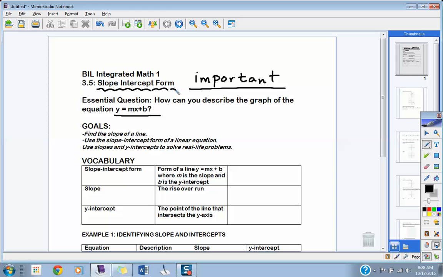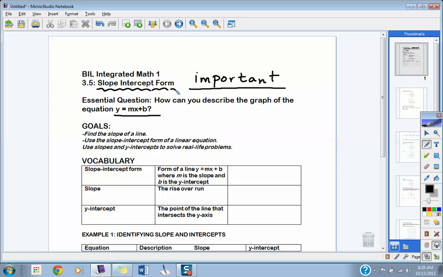And you've really already done that. You guys remember when we were looking at changes like in a table? If on the left column it went up by 2 each time, the right column might go up by 6 each time you went up by 2. That's going to be a form of a slope, so we've kind of done that already. We're going to look at slope-intercept form of linear equations, and we're also going to use those slopes and y-intercepts to solve some real-life problems.